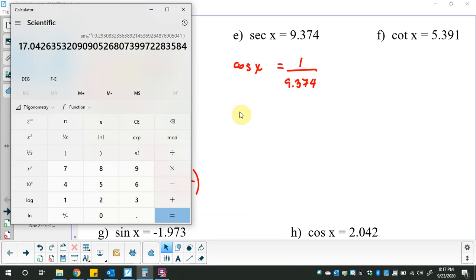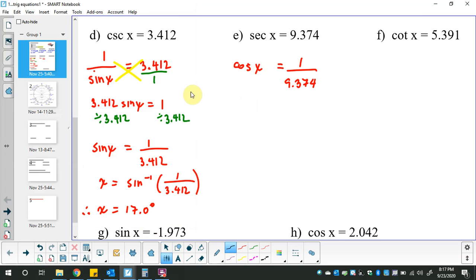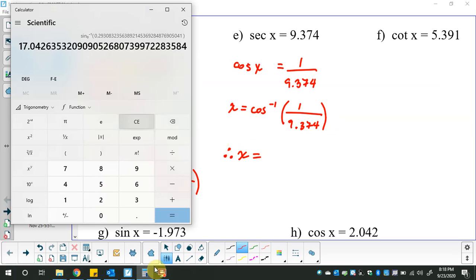So I'm going to do this one, which I can actually see, so I don't have to remember this very much. So x is equal to cos inverse of 1 divided by 9.374. And I'm going to assume that I'm going to get a real answer, so I'm going to put the therefore down, but let's check if I'm right. Remember, I need a degree answer between 0 and 90 degrees.